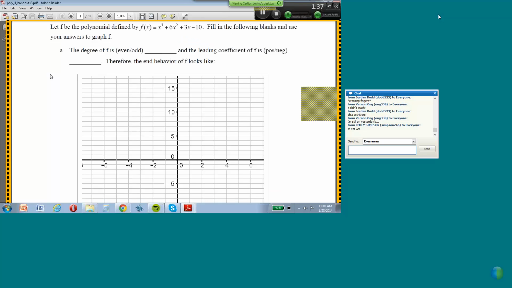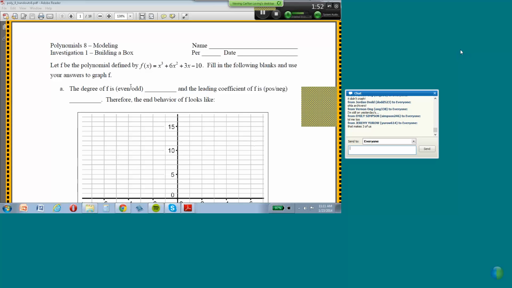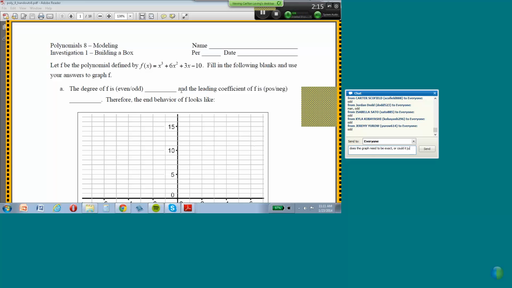So here in polynomials 8, they start us out with something we should be pretty familiar with by now. They start us out with a third degree polynomial, also known as a cubic. It says fill in the blanks, use your answers to graph f. Is the degree of this even or odd? Based on the degree, it's a third degree, so we would call it odd. And the leading coefficient is positive. Therefore, end behavior looks like what?